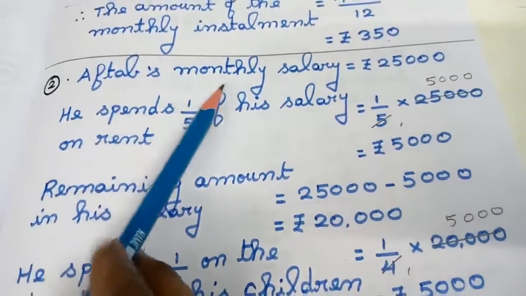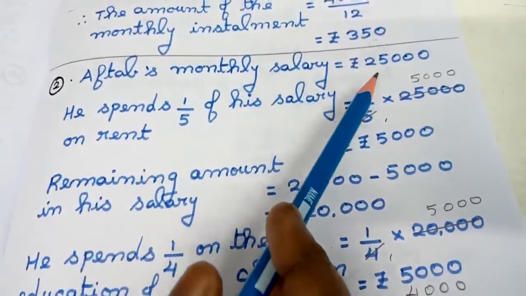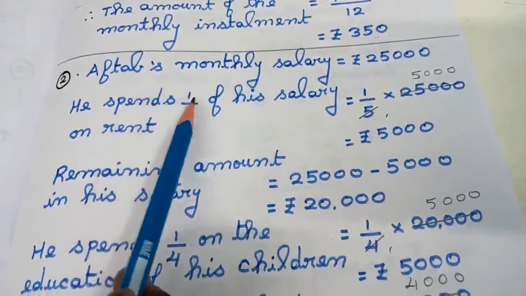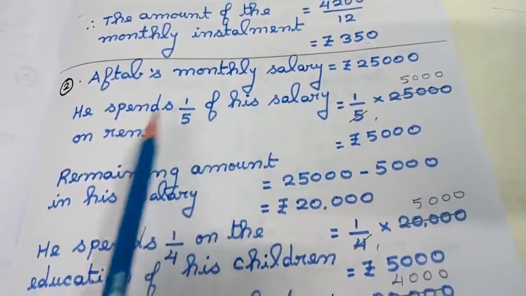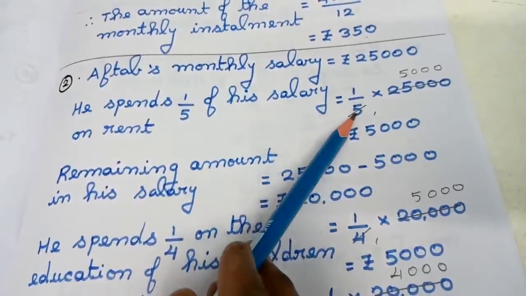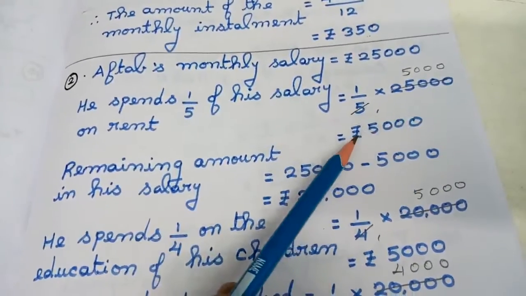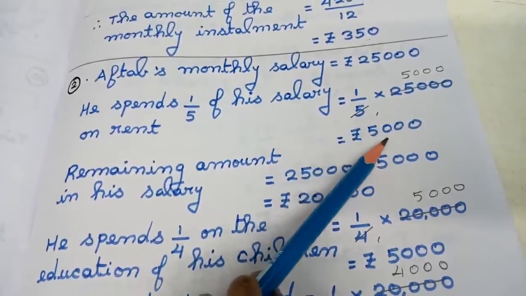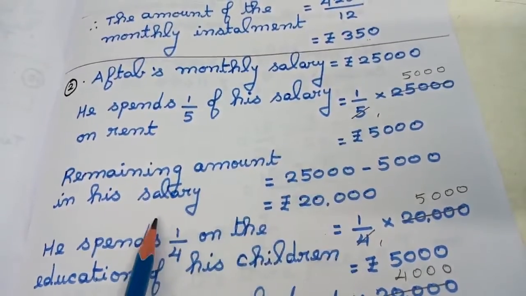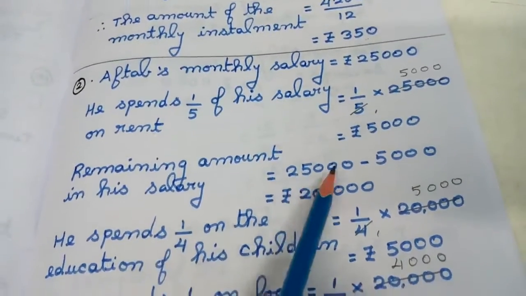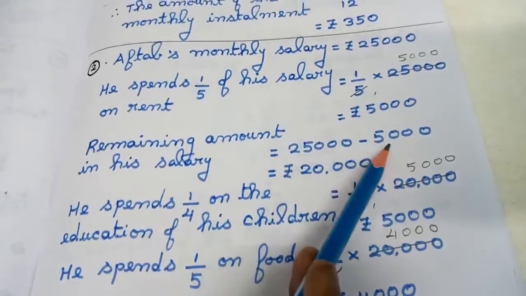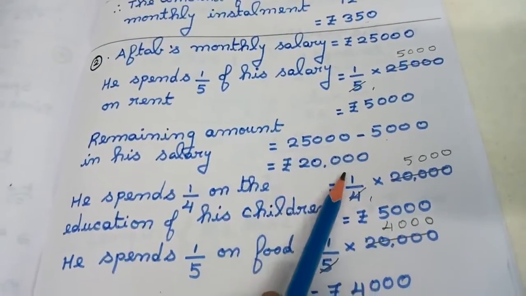Aftab's monthly salary is rupees 25,000. He spends 1 by 5 of his salary on rent. So 1 by 5 into 25,000 gives rupees 5,000. What is the amount remaining in his salary? 25,000 minus 5,000. The remaining is 20,000.